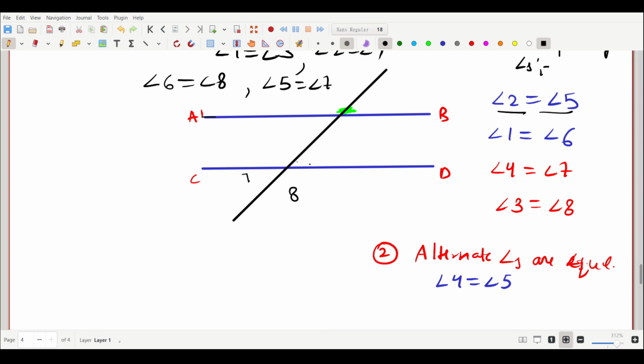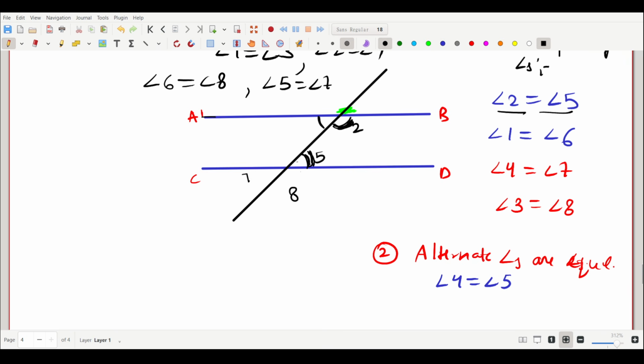Co-interior angles are interior angles. So they are interior angles. These are the interior angles. Let's say this is angle 2, this is angle 5. So they are interior angles. See, this angle and this angle, they're inside.